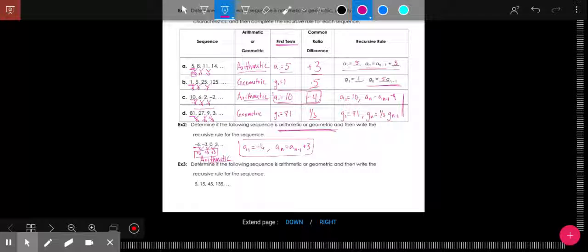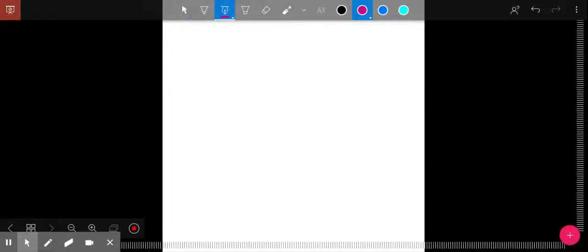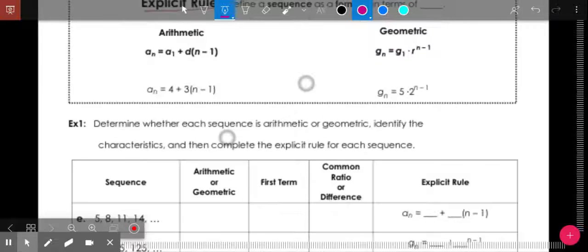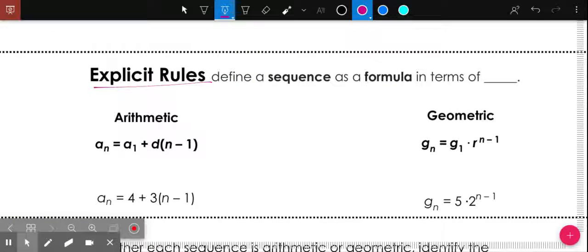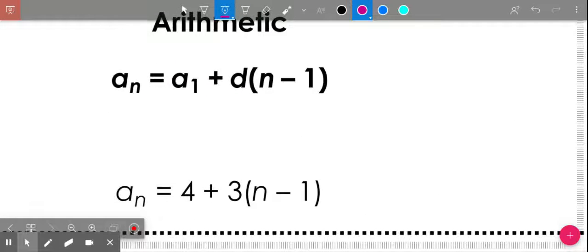All right, we're going to go ahead and skip to the back. This one is just like what we did up here, okay? So skipping to the back. Now we're going to be looking at our explicit rules. So remember, explicit rules define a sequence as a formula in terms of n. And if we look at this, it is just like our recursive where the rule stays the same. We just fill in our extra little pieces.